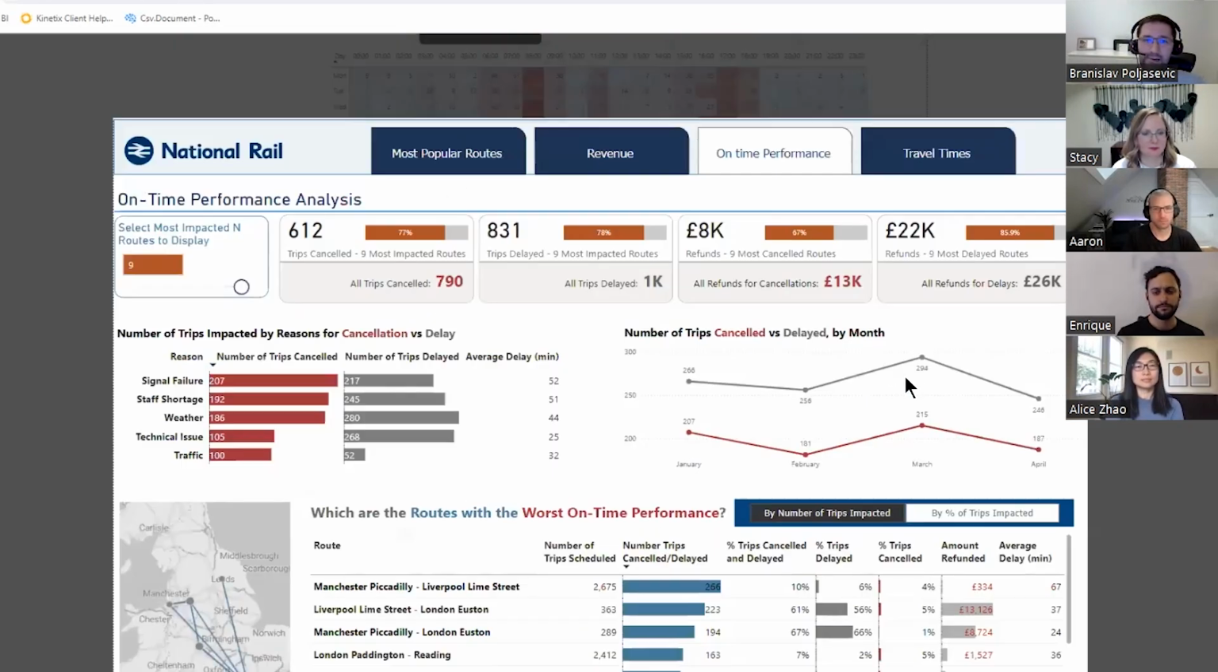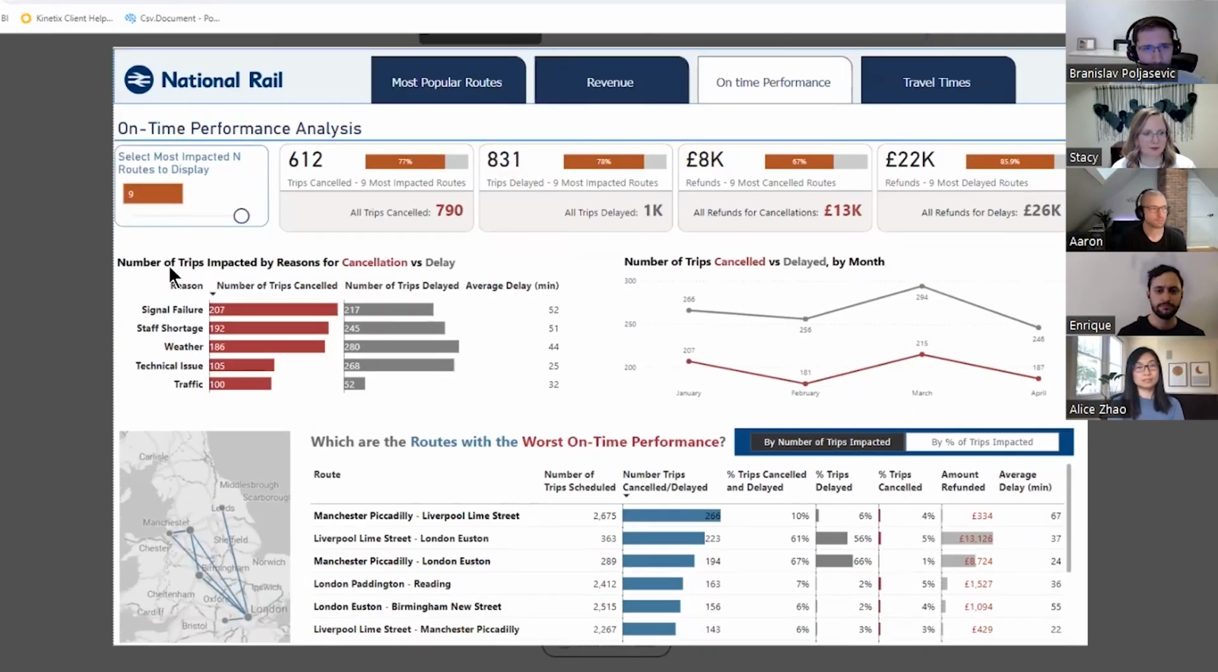Let me go back to those images. So we are now on the on-time performance tab. Again, we have those cards which follow the similar Pareto principle. So right now we are selected at top 9, which account for 77% of all trips canceled, 78% of trips delayed, and so on. Here below, I really like this bar chart. Usually people would break this analysis completely into 2 different sections. I love that she has her reasons listed out here, and then on the right we just see the cancellations and the delays and how they correspond to each one of the reasons, really minimizing the space that is necessary to communicate a lot of information.